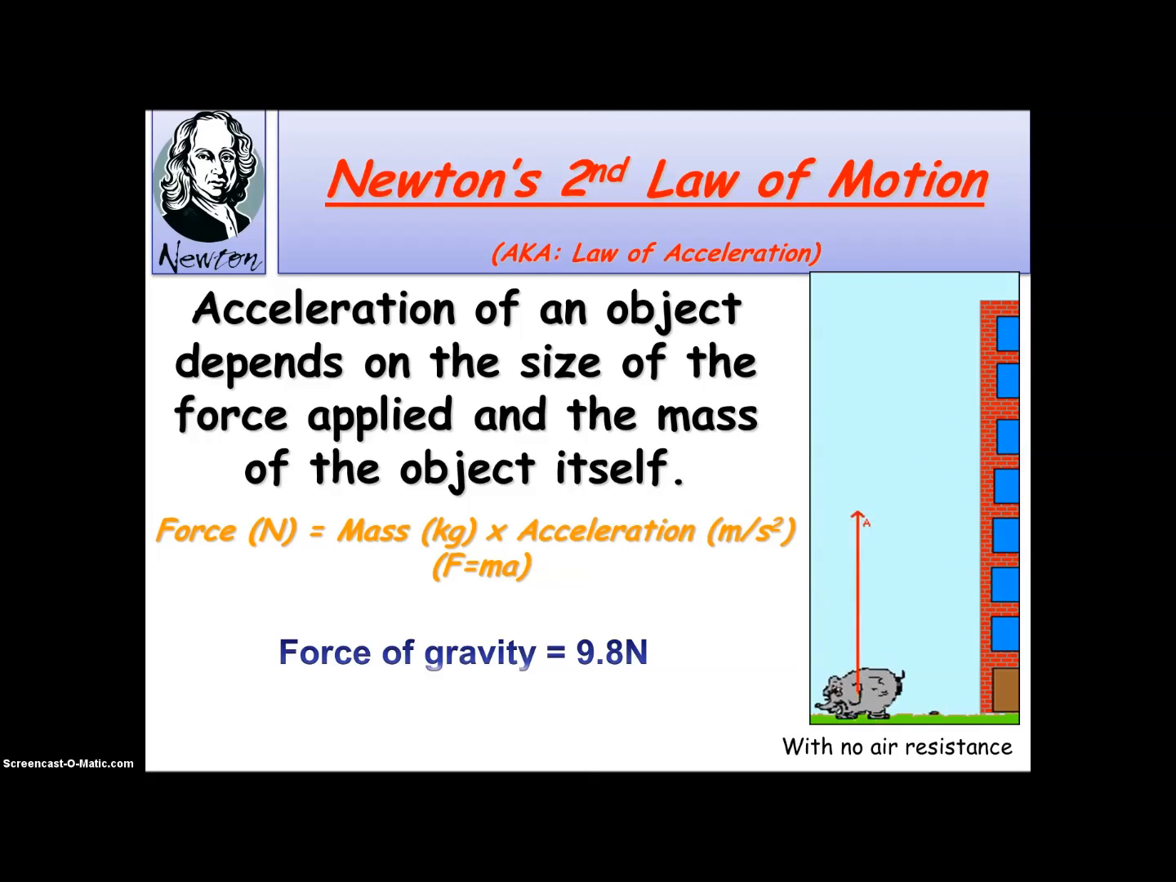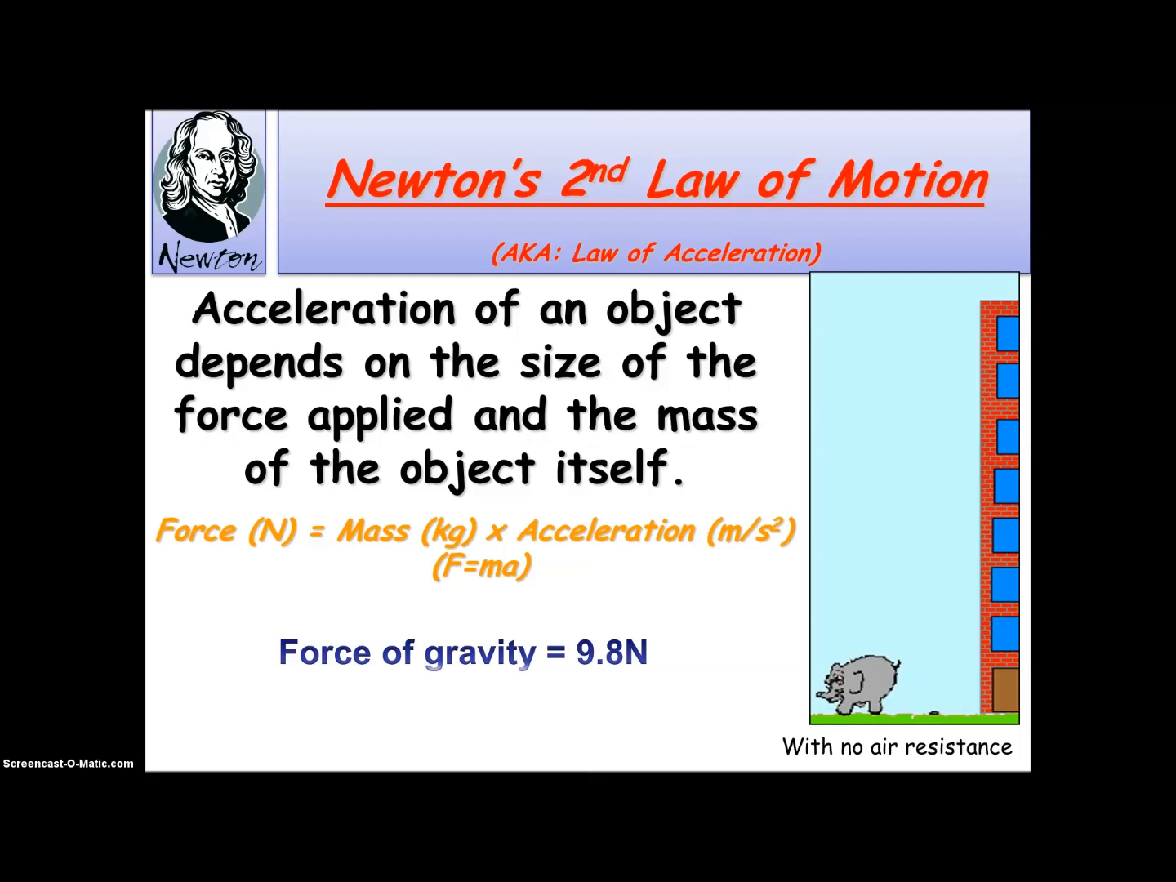However, one of them has more force, not because of its acceleration, because the acceleration due to gravity is equal on both of them. They're hitting the ground at the exact same time. But the elephant has much more mass. So when it hits the ground, the elephant hits with more force because it has more mass.